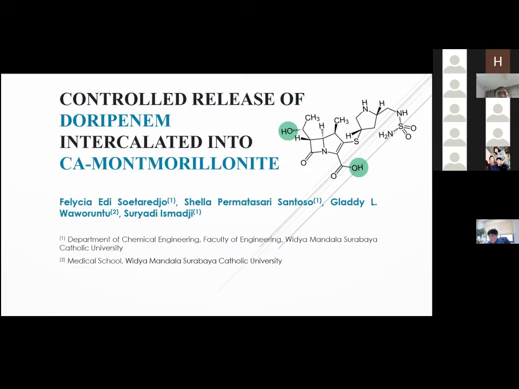For today's topic, I would like to share our preliminary work regarding the controlled release of doripenem by using montmorillonite. In this work, we use montmorillonite as the vehicle for loading the doripenem. It is an antibacterial drug which is usually used for treatment of lung infection.